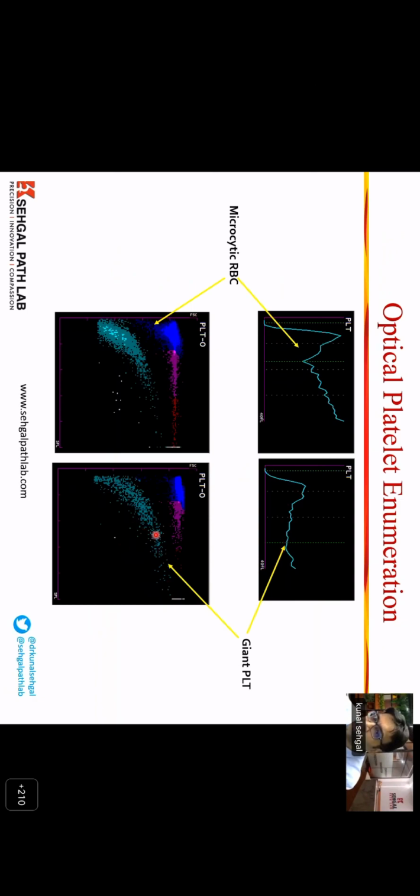You see a lot of giant platelets over here. Look at this area, it is empty, whereas in this case there are a lot of giant platelets. So you could separate the giant platelets. In this area, there are hardly any small RBCs. This is how optical platelet count helps in separating from impedance.